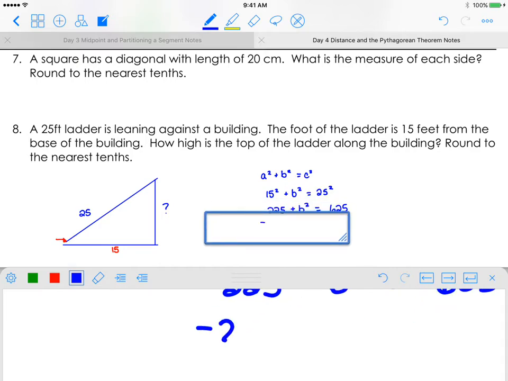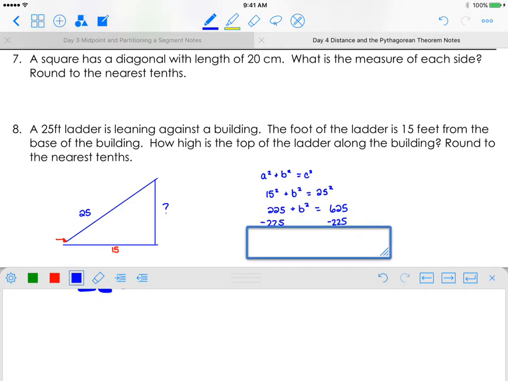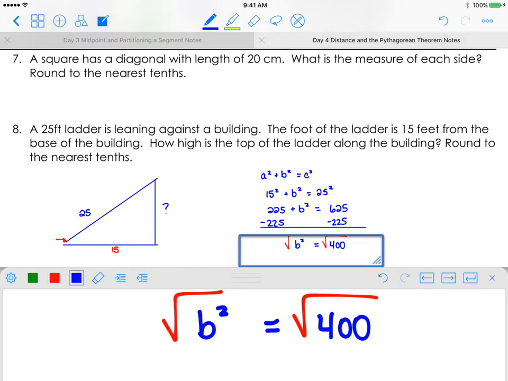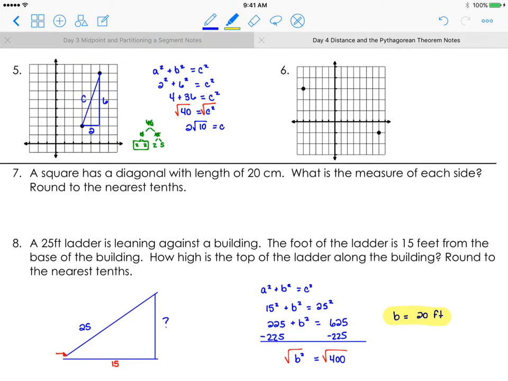Okay. We're going to subtract 225 from both sides, which is different than what we were doing earlier because now we're solving for a leg instead of the hypotenuse. So we know 625 minus 225 is 400. And since we need to get that b squared by itself, we're going to square root it. And we know the length of our building is 20 feet. Okay. That's a 3, 4, 5 family triangle. The first one was a 3, 4, 5. That last one didn't have a special right triangle.